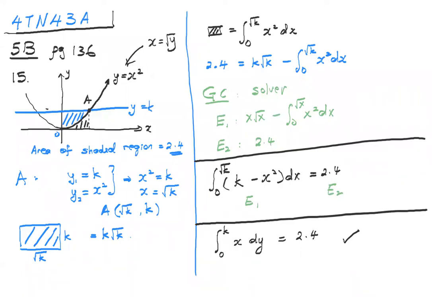So I'm going to show you how to get the exact value. I'm going to use this method. I think this method will be easier. Okay, so I will show you how to get the exact value using the third method. So you do like that. Integrate 0 to k x dy is equal to 2.4.